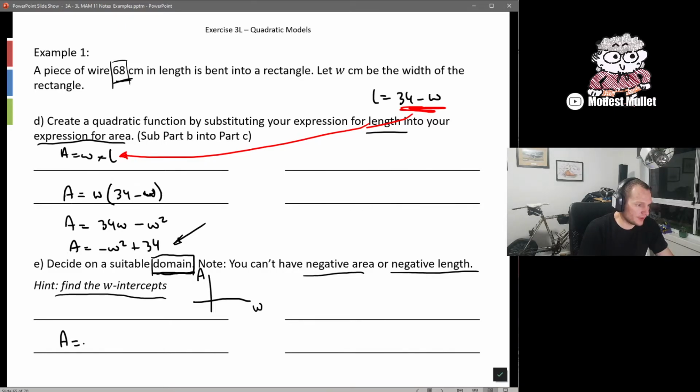I'm going to go area is equal to negative bracket W squared minus 34W. Actually, no. Okay, I want to find the W-intercept, so I'm going to let area equal to 0, so I get 0 is equal to negative W squared plus 34W. So I say W squared is equal to 34, so W is equal to plus or minus square root of 34.